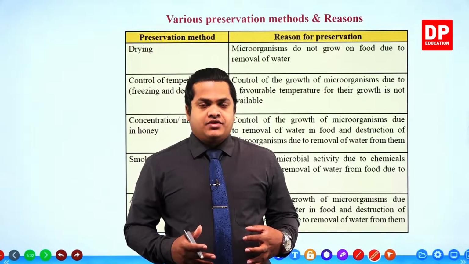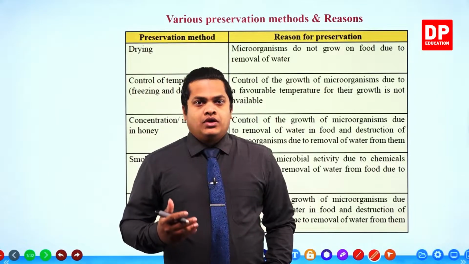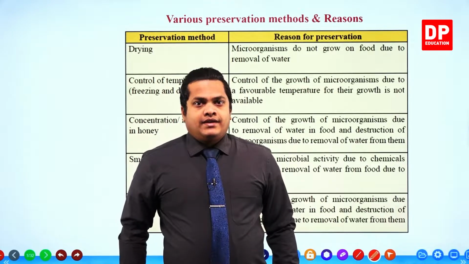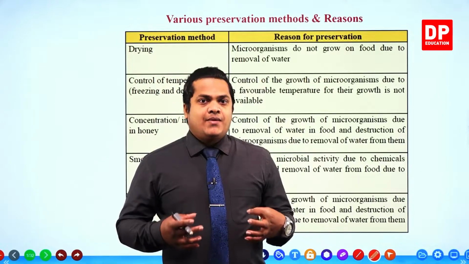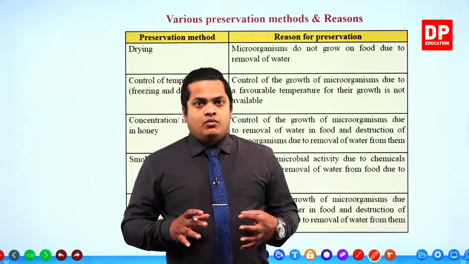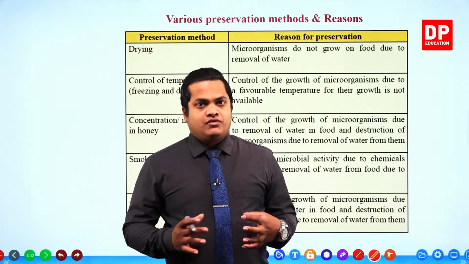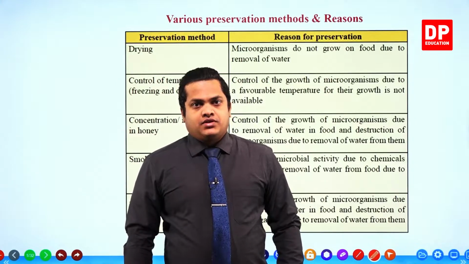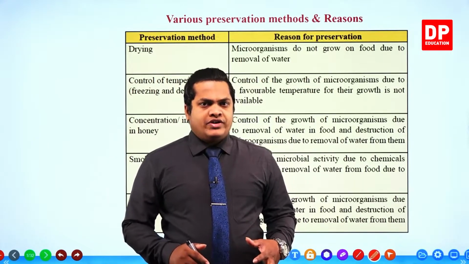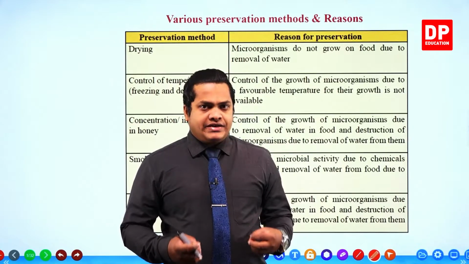The modern methods. So, no matter what process we follow in order to preserve food, always, my dear children, we are mainly inhibiting the growth of microorganisms, or else we reduce the factors which are essential for the growth of microorganisms. That's how we mainly preserve food. So now we are going to discuss each of the methods that we have already discussed.